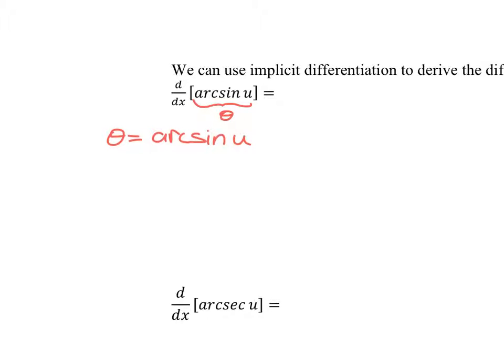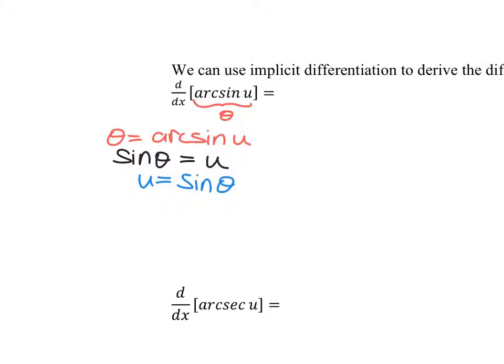All right, so if theta is equal to the arc sine of u, then what that means is that the sine of theta is equal to u. When I'm finding the derivative, I usually like to have the lone variable by itself on the left-hand side. So I'm just going to make a slight adjustment here: u equals the sine of theta. Just switching it around, nothing big, nothing crazy there.